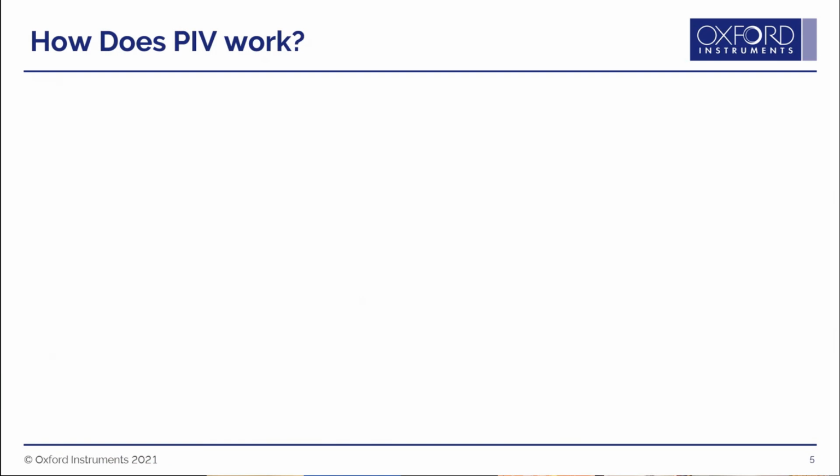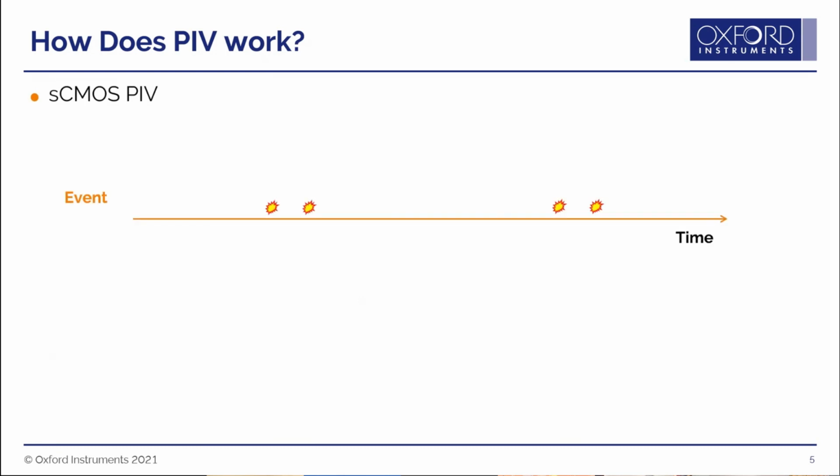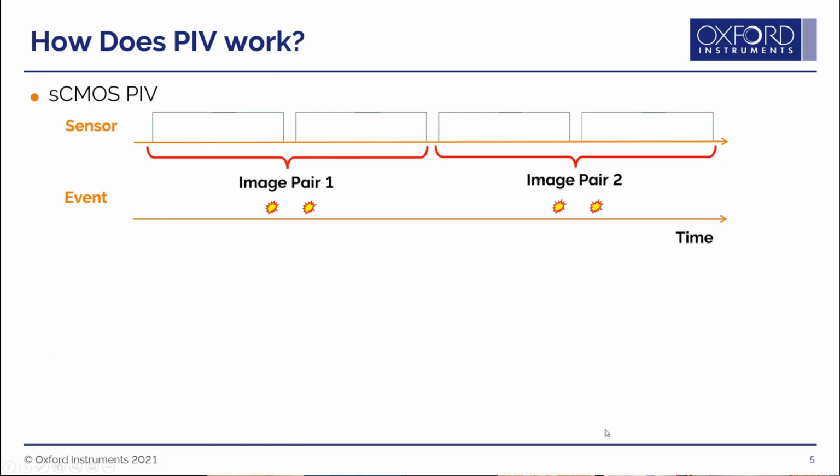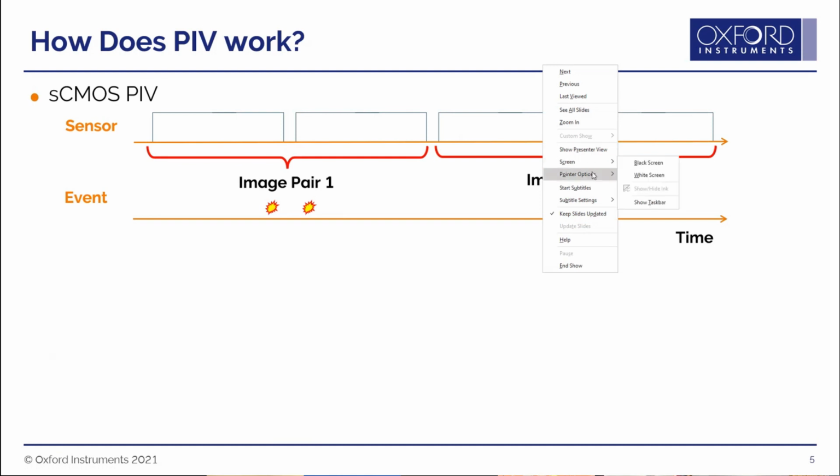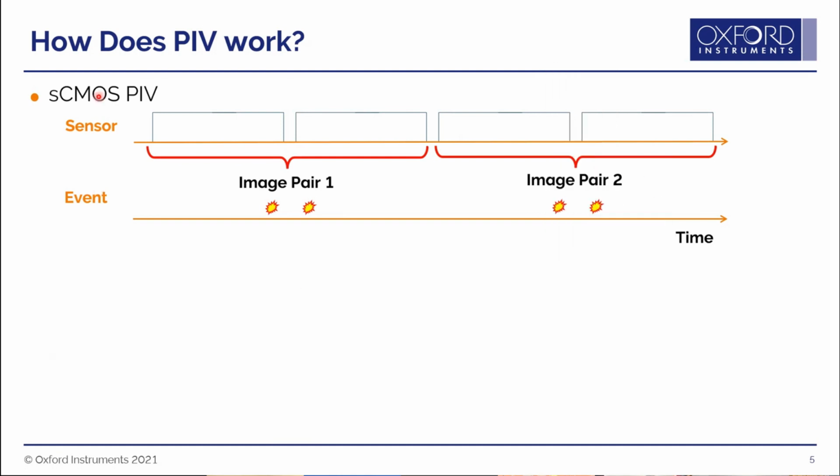In the context of sCMOS anyway, you can do sCMOS PIV, where you have some form of event or two events that you want to look at that are very close together in time. You can set your sensor up so you take two images with a really short interframe gap, and this works quite well for many applications where your event is limited to a very small period of time and you don't have too much background noise or background light.